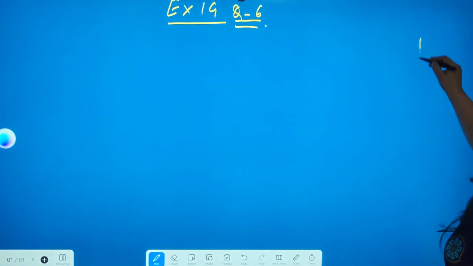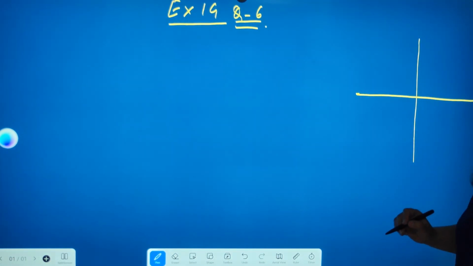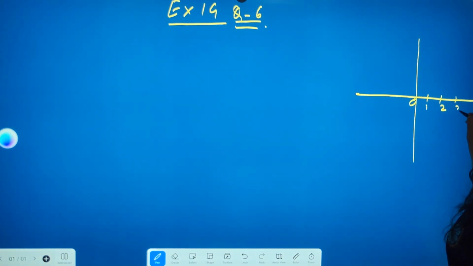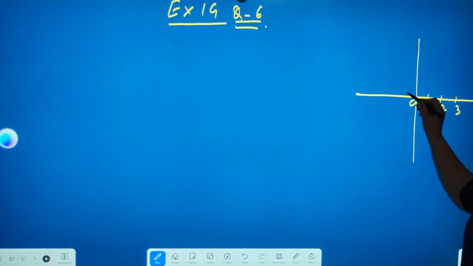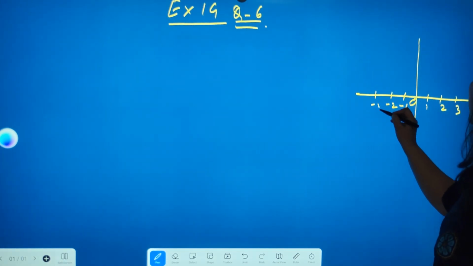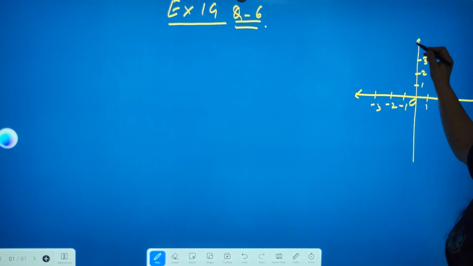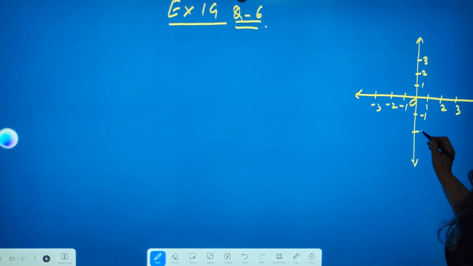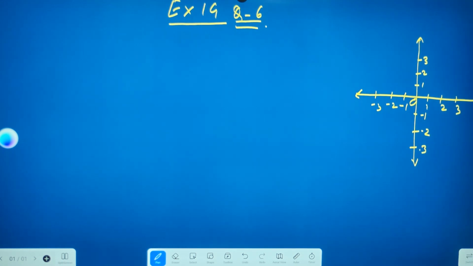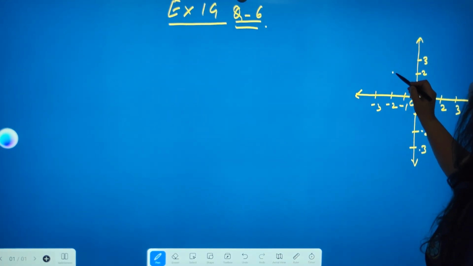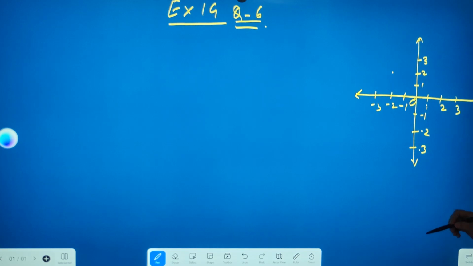In question number 6, you are given a Cartesian plane in which there is a triangle formed. 0, 1, 2, 3 are the coordinates over here, and here is minus 1, minus 2 and minus 3, right? On the top of it 1, 2 and 3, and downside of it is minus 1, minus 2 and minus 3, right? And here it's forming one triangle whose coordinates are as follows. First of all, minus 2 and 2. Just take minus 2 and 2 over here, first point. Then you have 2 and 2, minus 2 and 2.